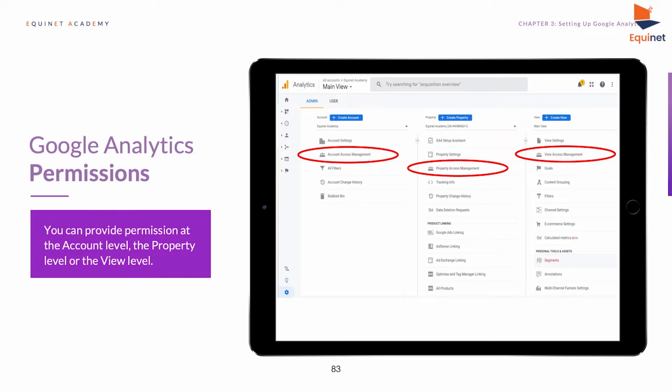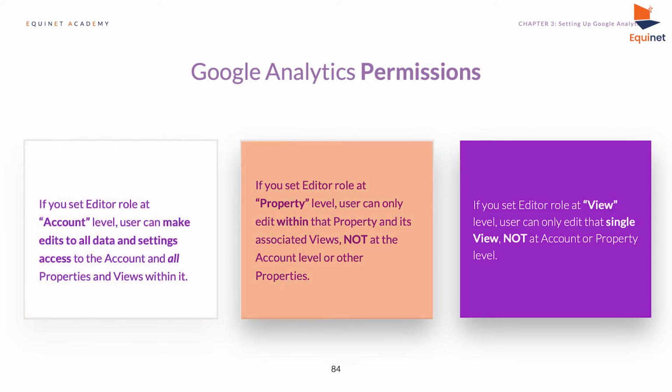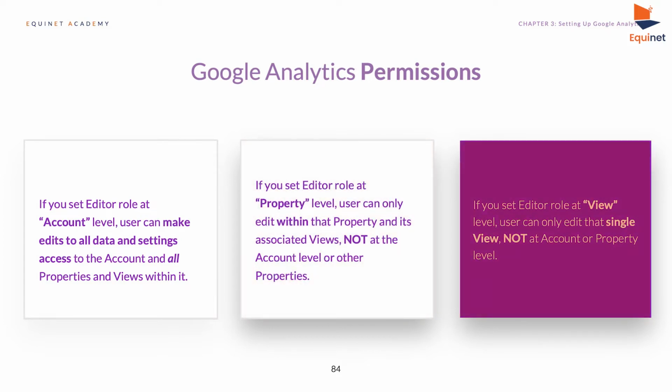Under each of your account settings, property settings, and your view settings, there's an option called Access Management, which allows you to provide access to people at the respective levels. For example, if you're given edit permissions at the account level, you can access and edit every single property under that account, as well as all the views under each of those properties. If you only have access at the property level, then you will be limited to only that property and the views under that property. Finally, if you have only view level access, you can only see that view and edit that single view.